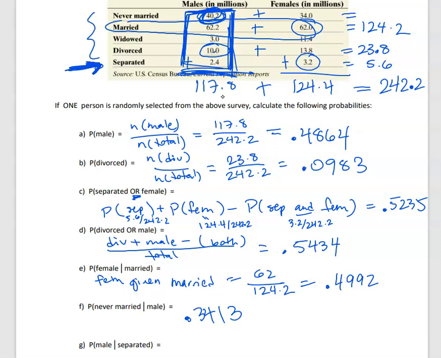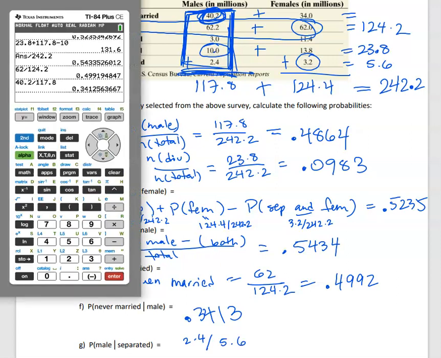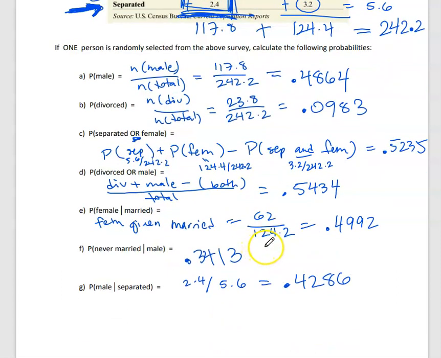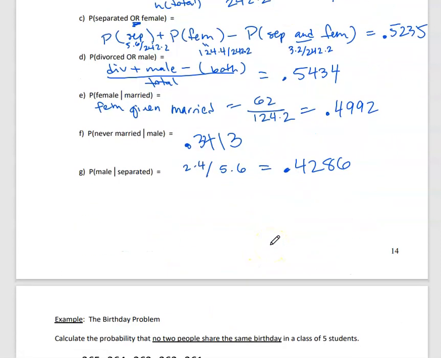So we're only dealing with 5.6 million total people. We want to know the probability of male. There's 2.4 million males separated. So 2.4 out of the 5.6, which is going to be, as a decimal, 0.4286, rounding this one up. 0.4286. And that is everything to consider for conditional probabilities.